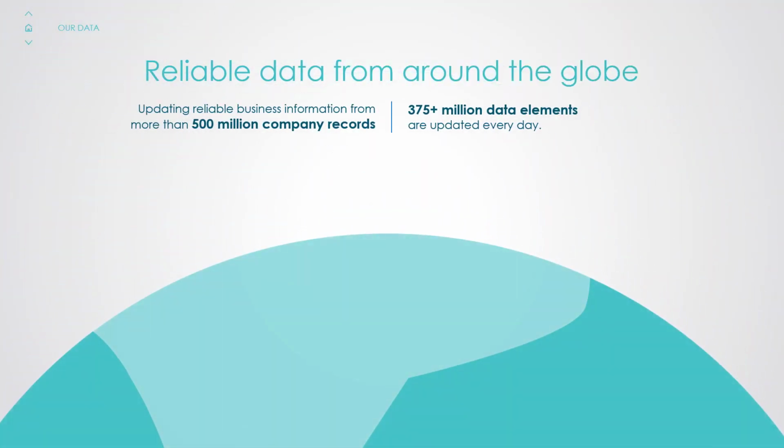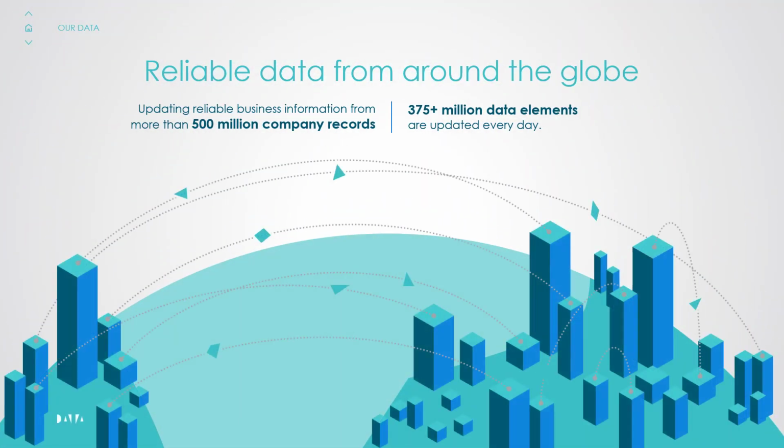The DNB database contains more than 500 million companies, and more than 375 million data elements are updated every single day. These numbers are still on the rise, as the database and the number of elements continue to expand. Examples of data elements that are updated daily include address changes, ownership changes, and financial figures. This allows you to take business decisions based on reliable and up-to-date data. Besides relevant data for managing credit risks, DNB also collects and processes data in the areas of compliance, sales and marketing, procurement, and ESG. DNB offers a variety of products in these areas to meet your business needs.